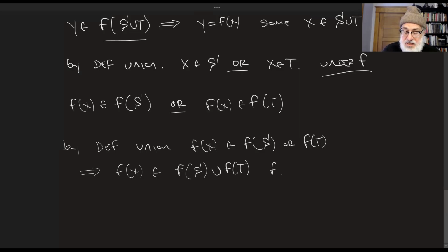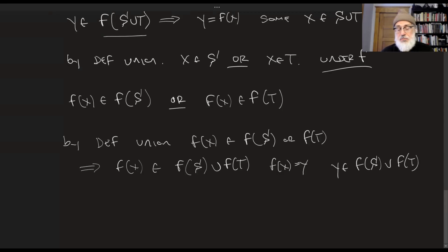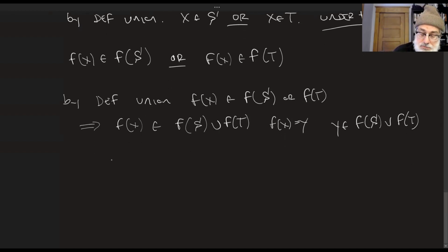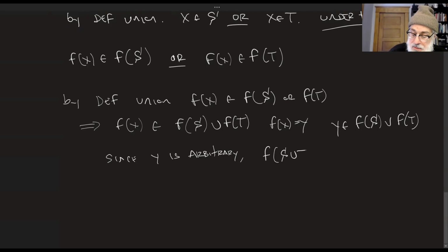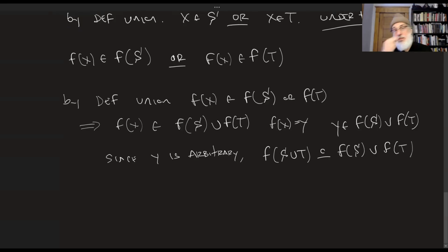And since f of x is the same as y, as we said above, that means that y is in f of s union f of t. And that's what we wanted. We wanted to say that y is there. Now, since y is arbitrary, meaning it's not a particular element, we can conclude that f of s union t is a subset of f of s union f of t. So that completes that direction.